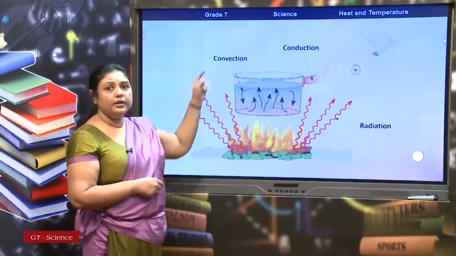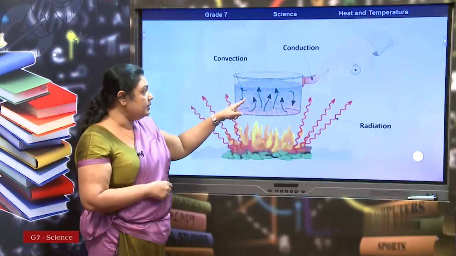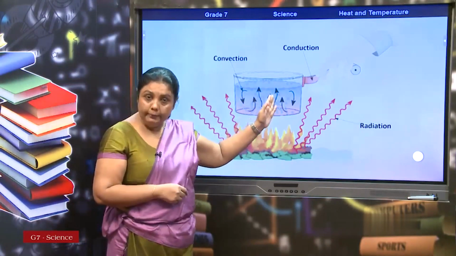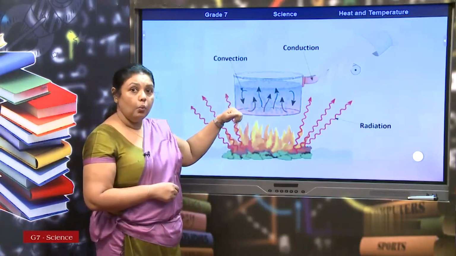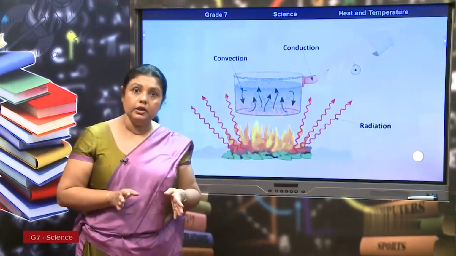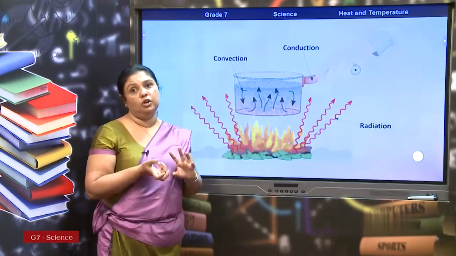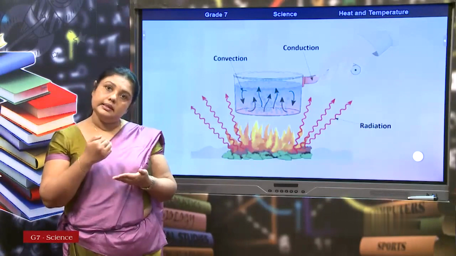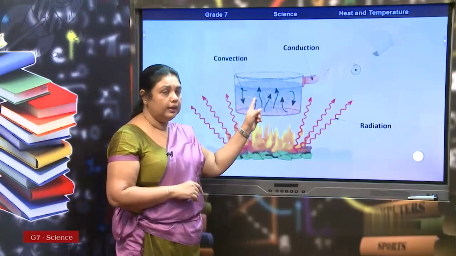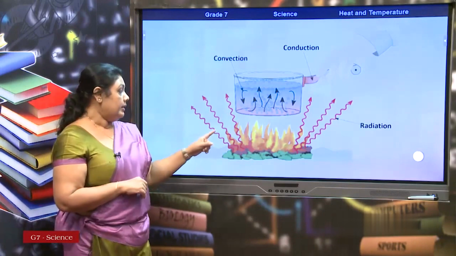Then convection. What is this convection? You can see water particles here, and some black arrows, some moving up, some moving down. Why does it happen? That is how convection takes place. Surely we will learn about it in detail. Here, that is the movement of particles. There are particles, it can be water or gases. When they are moving, you can find how convection takes place.